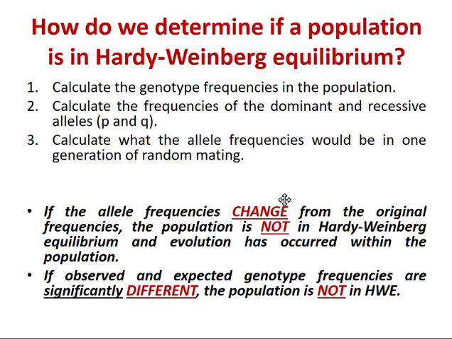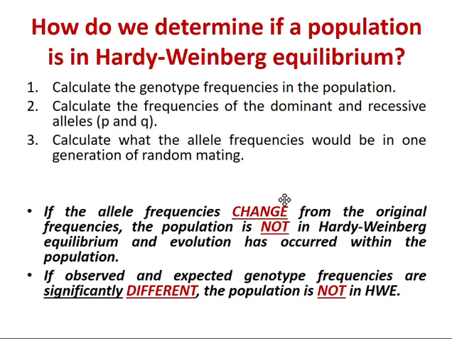And then from your calculation, if the allele frequencies change from the original frequencies, then the population is not in Hardy-Weinberg equilibrium, and that means evolution has occurred within that population, and scientists have to discover what causes that. Now, if the observed and the expected genotype frequencies are also significantly different, then the population is also not in Hardy-Weinberg equilibrium.